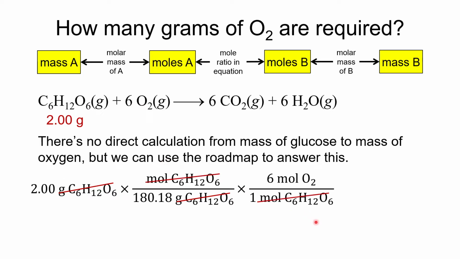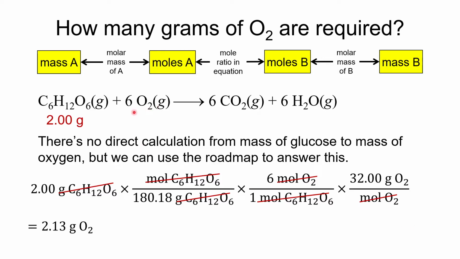And then finally, we want to convert from the moles of oxygen to the mass of oxygen. Well, moles to mass, we use the molar mass. The molar mass of O2 is 32.00 grams per mole. And so our moles of oxygen will cancel out. And then we can just put the number in. 2.13 grams of oxygen will be consumed. So that's how many grams of oxygen are required.